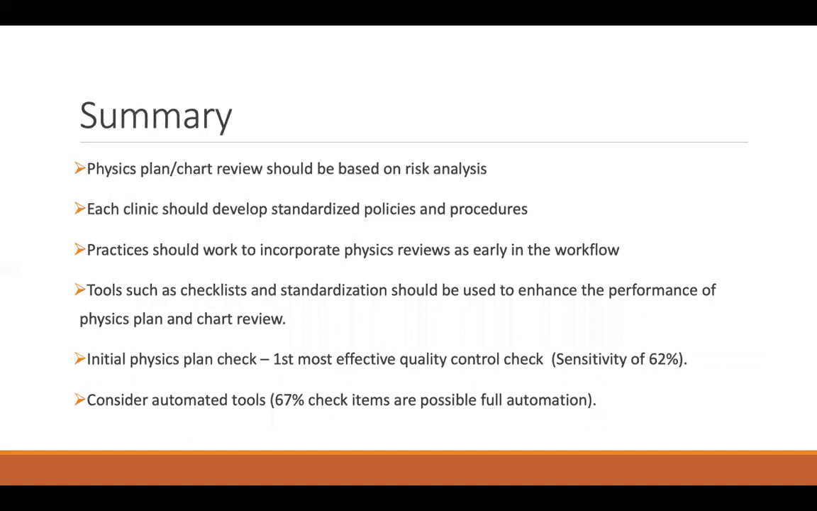If I summarize my presentation, the physics plan or chart review should be based on risk analysis. Each clinic should develop standardized policies and procedures. Practices should work to incorporate a physics review as early in the workflow as possible. Tools such as checklists and standardization should be used to enhance the performance of the physics plan and chart review. The initial physics plan check is the fastest, most effective quality control check, where the sensitivity was 62%. Considering automatic tools, 67% of the check items are possible with full automation.